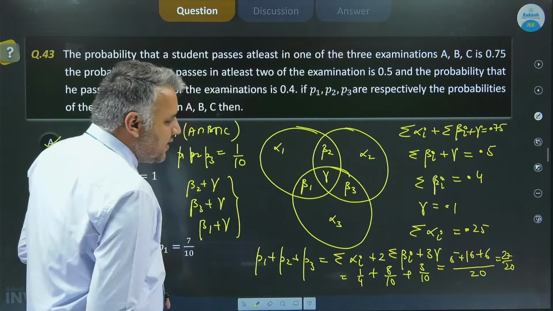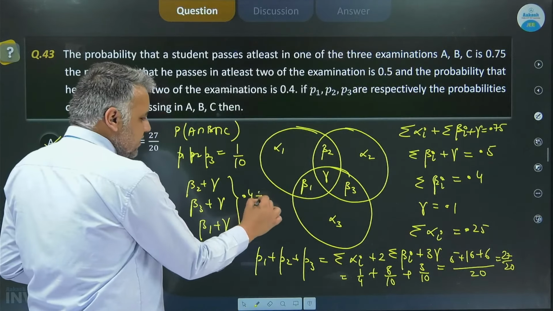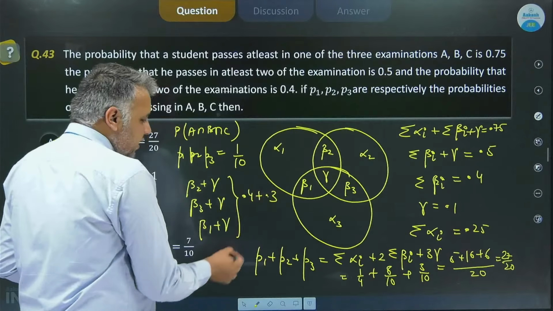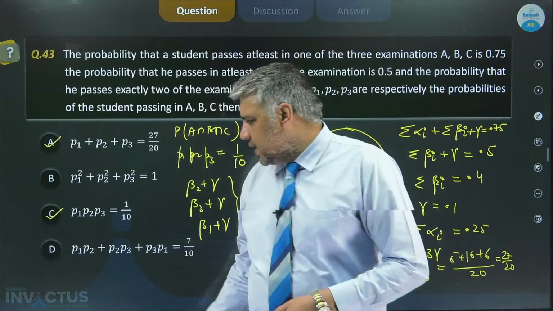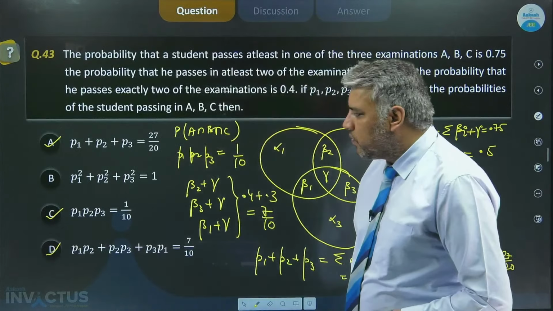So what is summation beta i? That is 0.4. And what is 3 gamma? That is 0.3. So it is 0.7 or 7 by 10. So you can check option D is also a correct option.